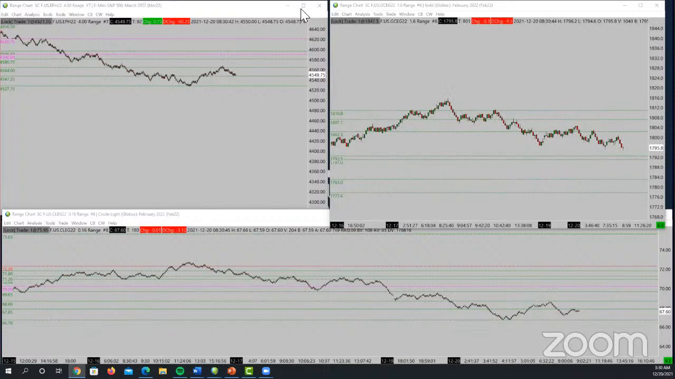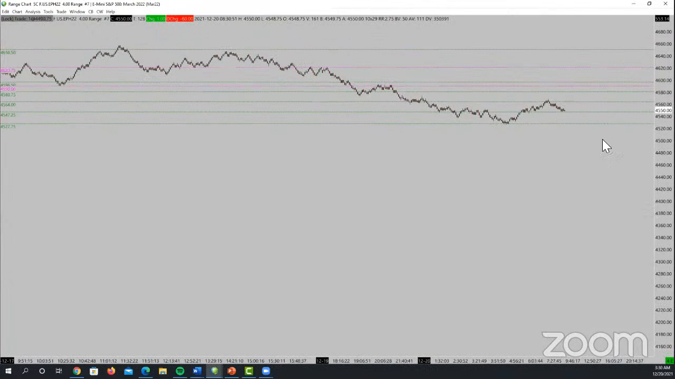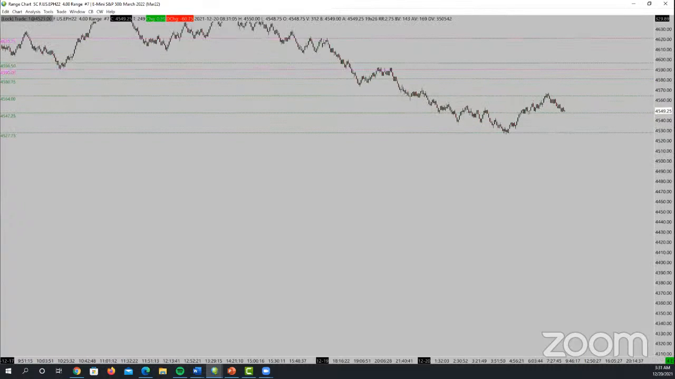So for S&P 500, let's start there. Really bearish, so you just want to be careful trying to fade it to the upside. But you see it tried to pull back to a resistance level of 45.64 and stalled right around there, came right back down. So interesting area to look at.